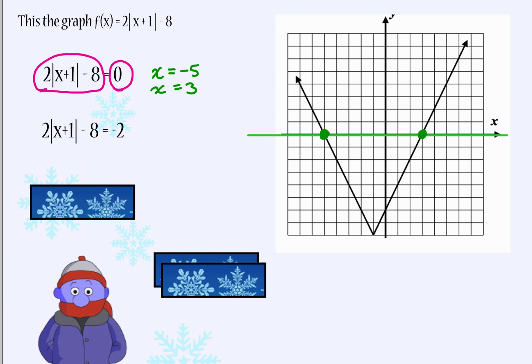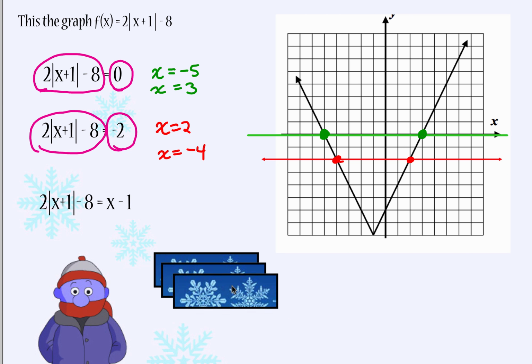Where does my graph cross -2? All right, so we need to now have a line that goes through -2. And it crosses the line -2 at that point and that point. But again, we only want the x values, and the x values are where x is 2, 1, 2, 3, 4, or x is -4. This is pretty easy.